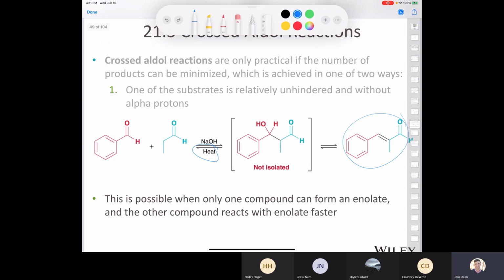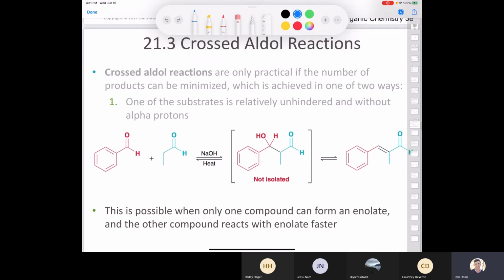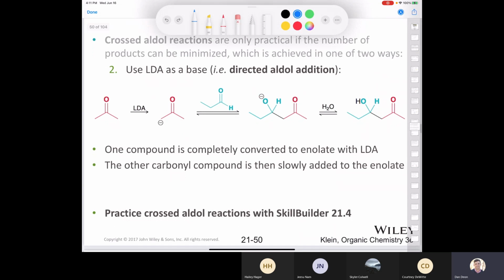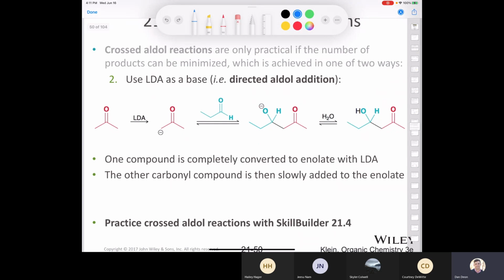So that's one option. Okay, so to repeat, option number 1 is one of the substrates is unhindered and has no alpha protons. So we don't have any alpha protons here. So that's one way to minimize the number of products. And a way that I think is even more interesting is to use what's called a directed aldol addition.